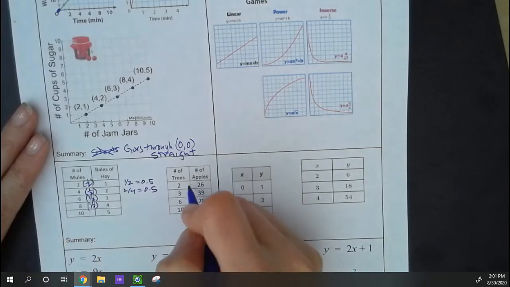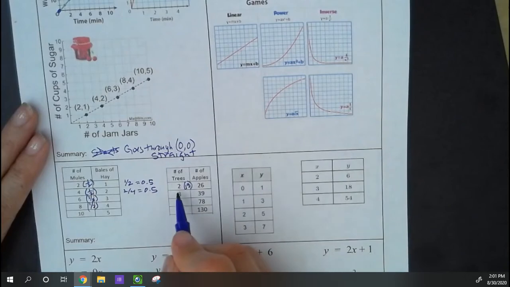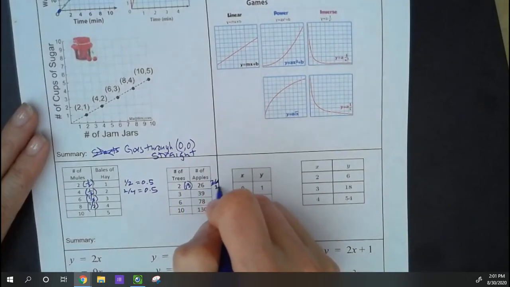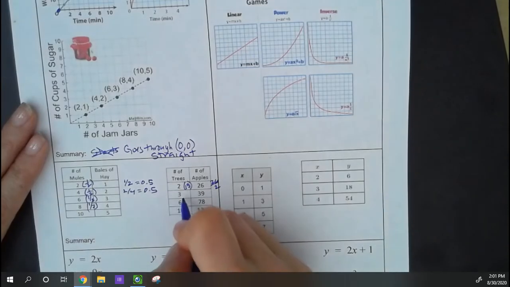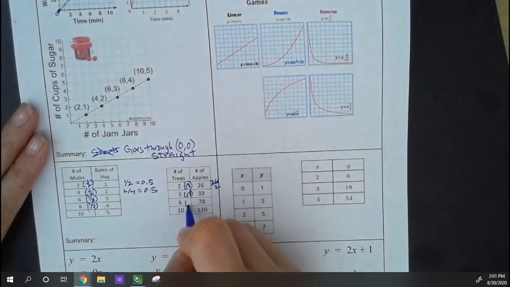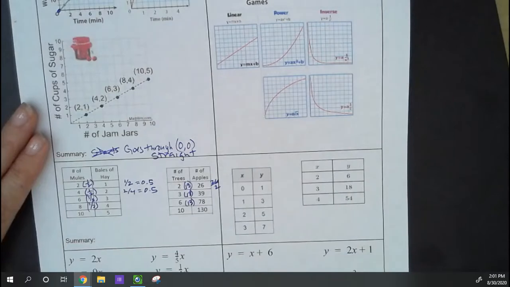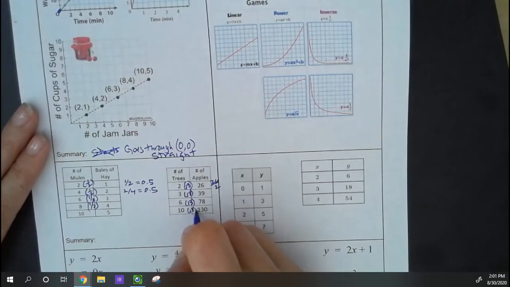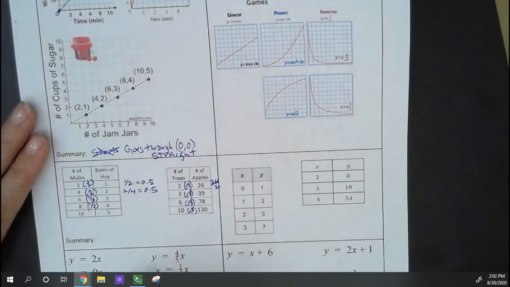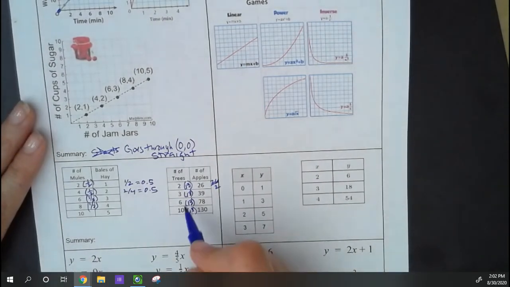Here we see the rule is timesing by 13. 2 times 13 is 26. I can see that by doing 26 divided by 2. 13 times 3. 13 times 6. 13 times 10. So these are both consistent because it's the same rule every time. And that rule is multiplication.